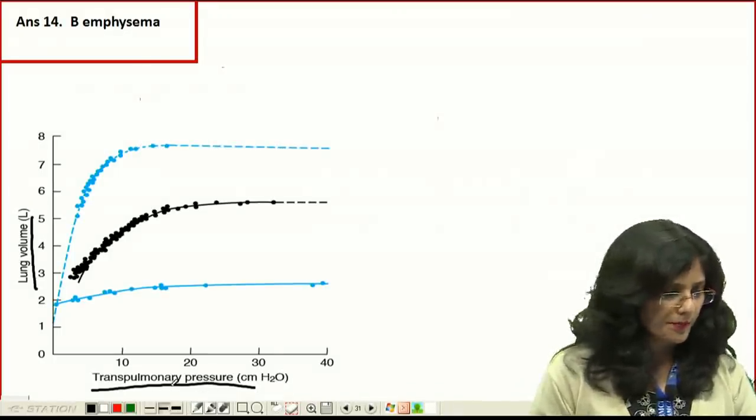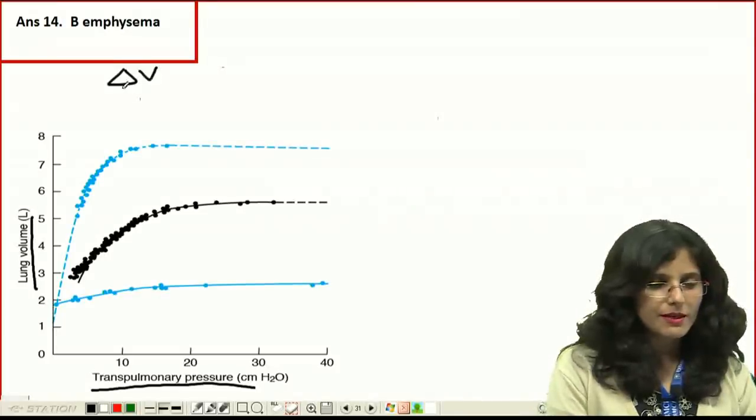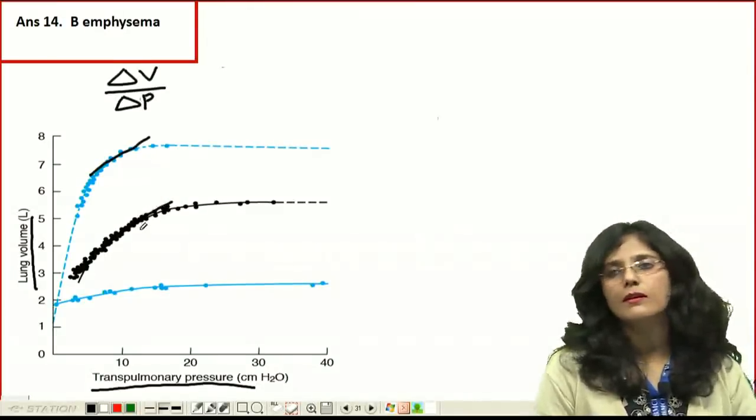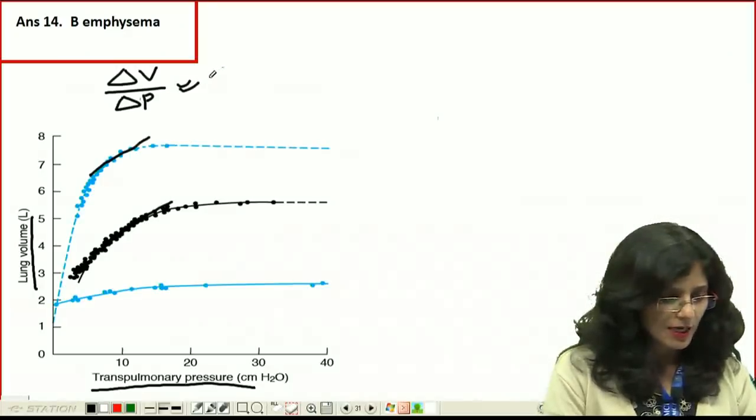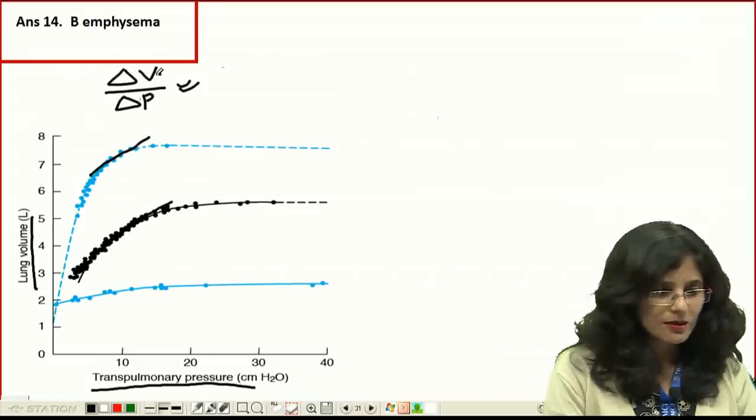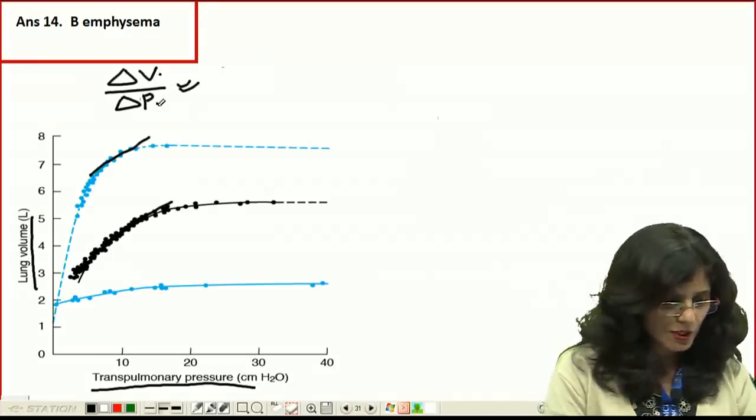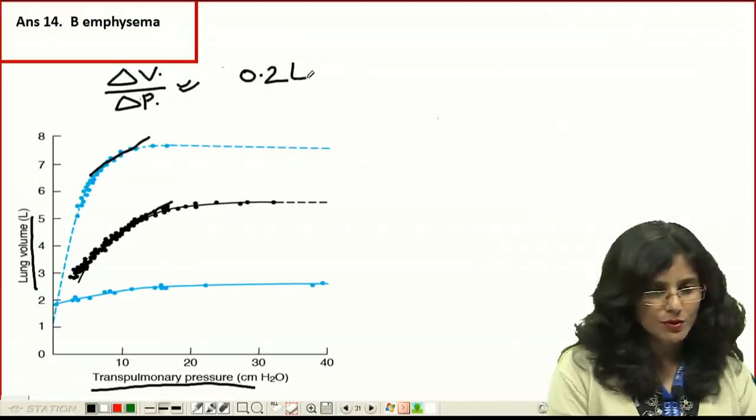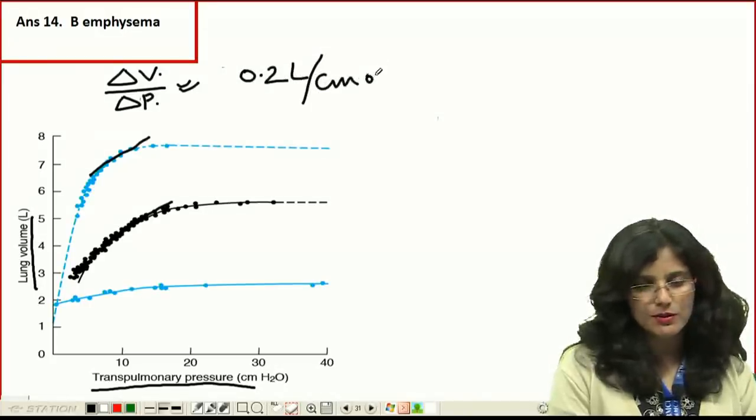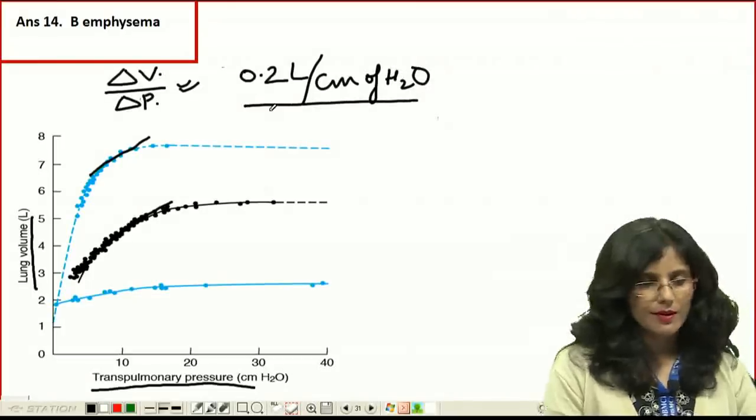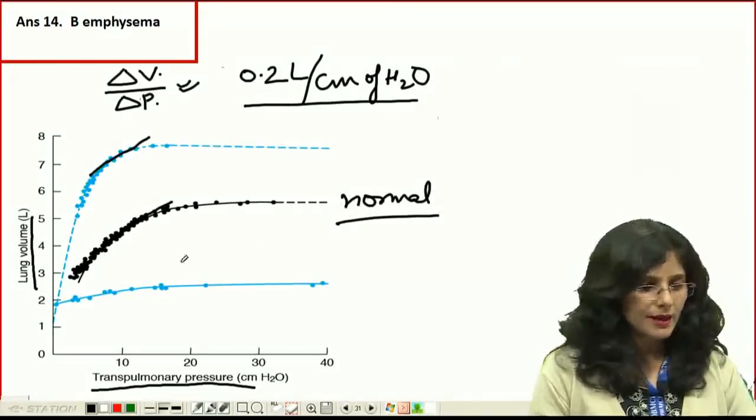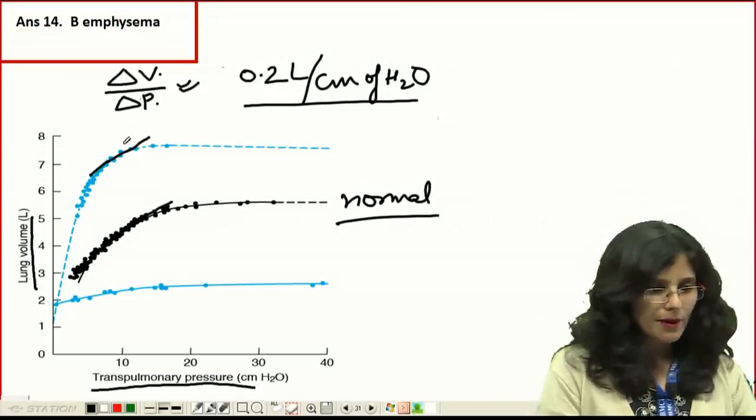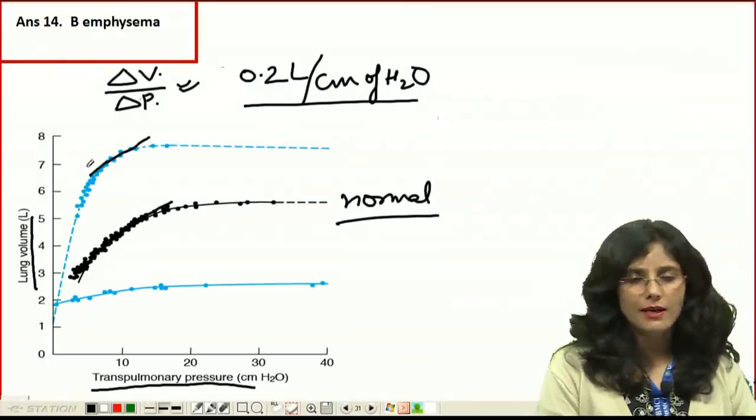This is delta V upon delta P, or the slope of this graph, which denotes the compliance of the lung: the change in the volume of the lung per unit change in the transpulmonary pressure. The normal value is 0.2 liter per centimeter of water. If you see, this is the normal diagram, and it is shifted up and left.